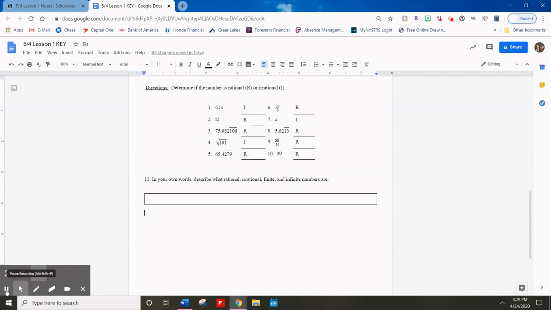All right, I want you to check your answers with my answers. Remember, always just look for that fraction piece. Press second PRB. If it works, it's rational. If it doesn't work, it is irrational.